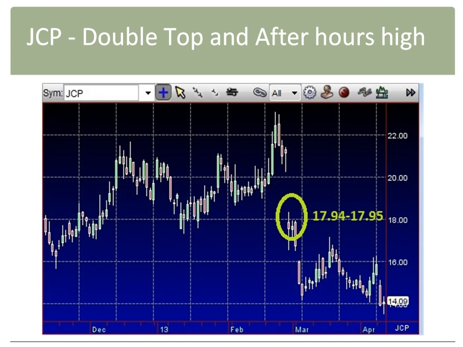J.C. Penney actually made this double top, triple top area. If you look at these two spots right here, the high one day was 17.94, the next day was 17.95. This is a classic double top. The stock broke down, died, came back up, and then sold off again. But what you won't see on this chart, because this is an intraday chart, is the pre-market and the after-hours action. And when Johnson was fired there, what was it, about 3-4 weeks ago?